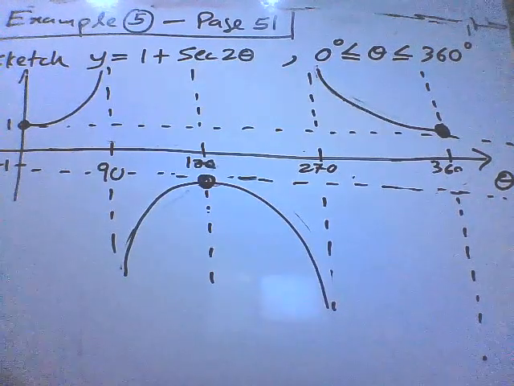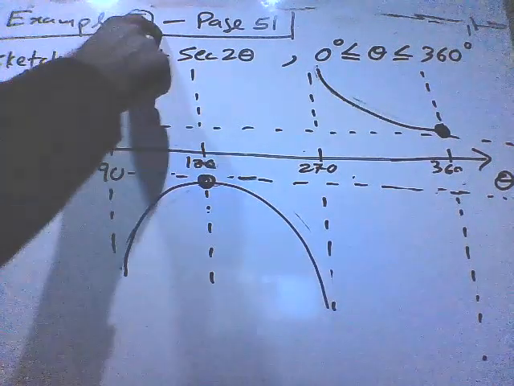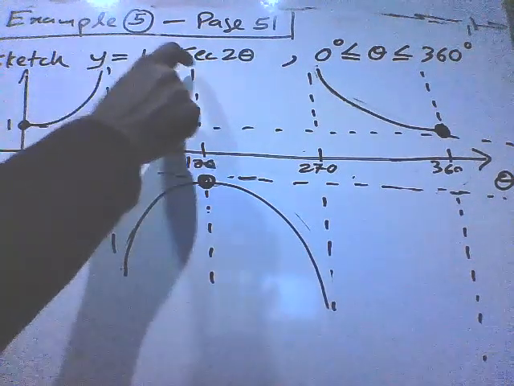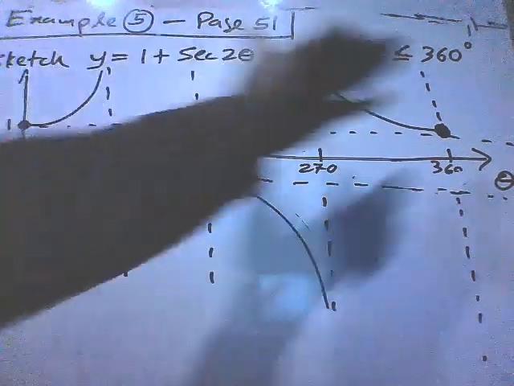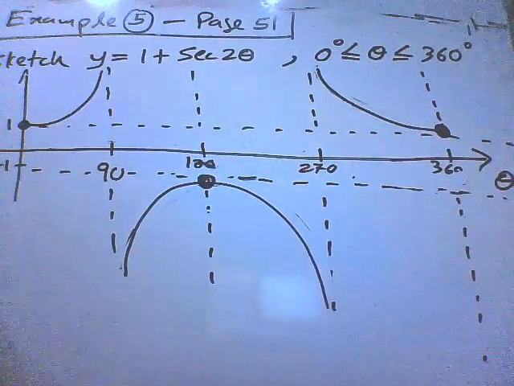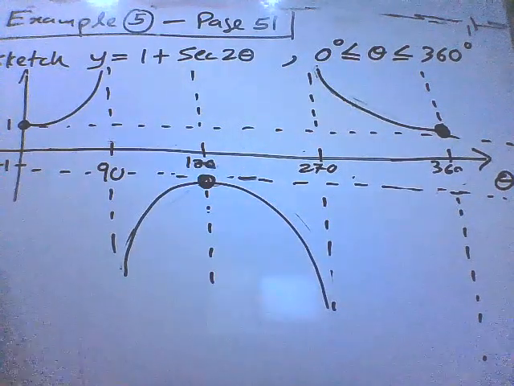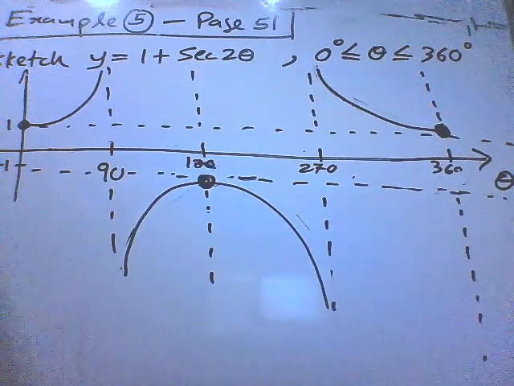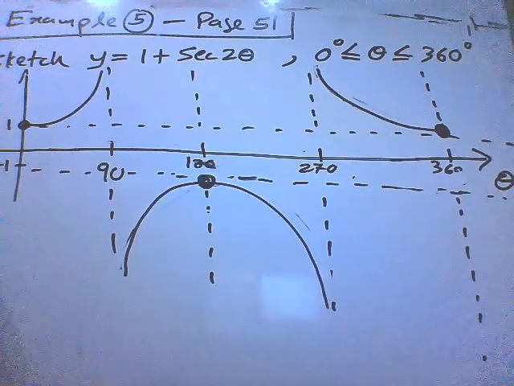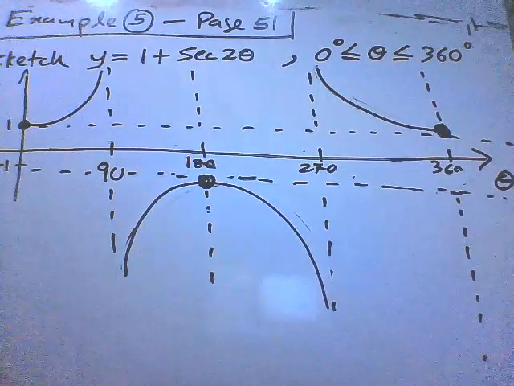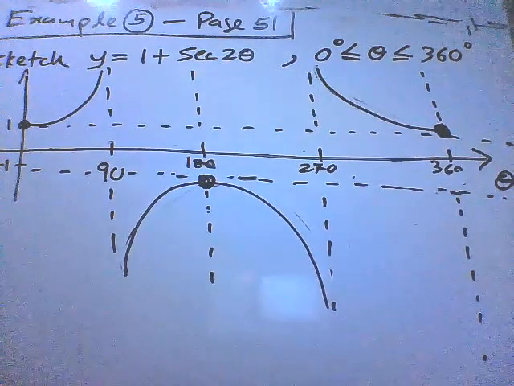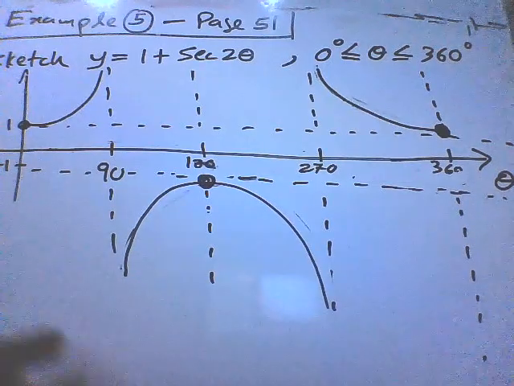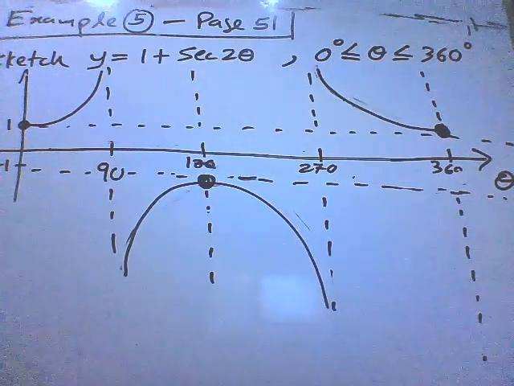Now in example 5, page 51, we have to sketch y equal 1 plus sec 2 theta in the range of this. So what I have drawn is sec theta, in the range of 360. We will also see whether I have drawn that correctly.